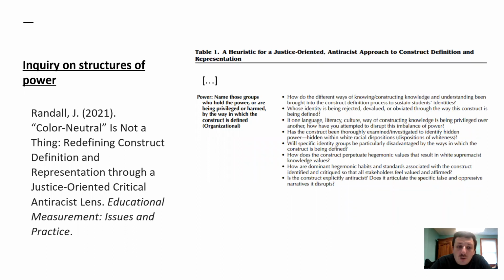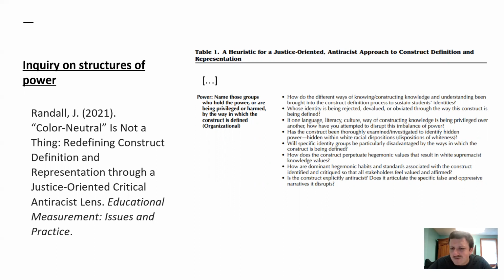Inquiries on structures of power. Actually, Jennifer's paper on color neutral is not a thing. She included in her recommendation for questions one specific section about power. I think that also makes a lot of sense with the idea of situated knowledges, in that when we acknowledge that research is situated, we need to understand also what is the context, and particularly what are the structures of oppression that are around us and can be part of the test.